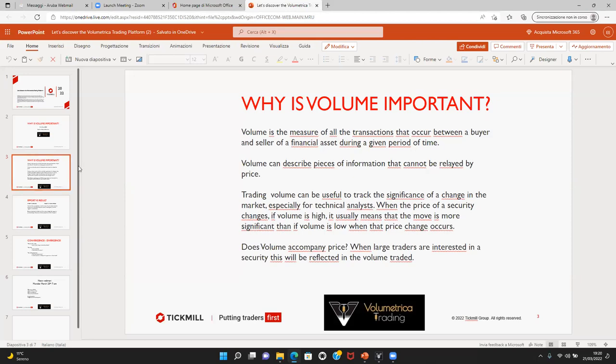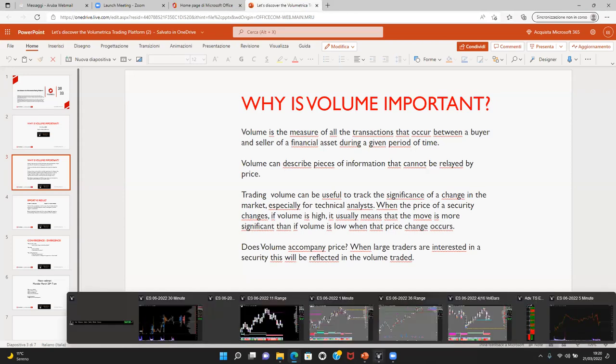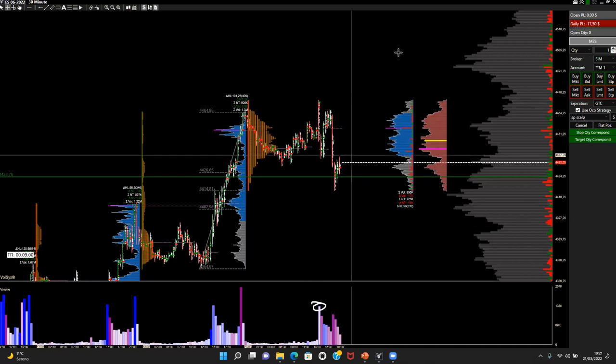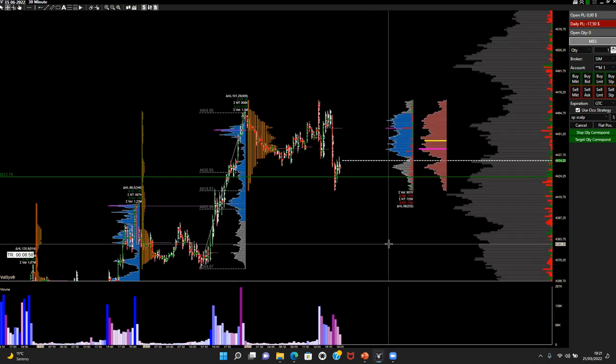So in order to give a meaning to this sentence, we will be using today the standard, the ordinary volume indicator, which is this one you can see here at the bottom of my screen. So basically, what does this indicator represent?